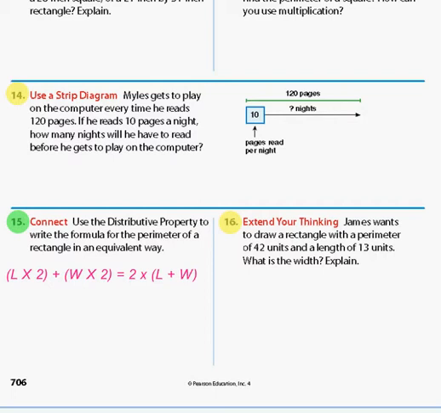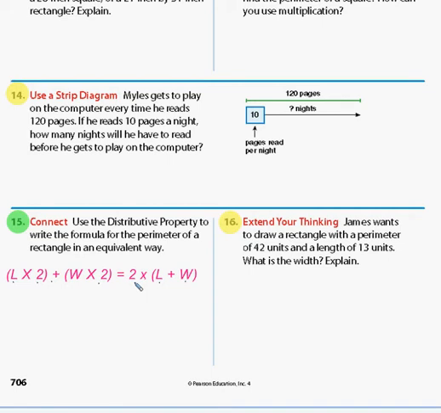Okay, problem 15, we'll work together. Okay, it says use the distributive property to write the formula for the perimeter of a rectangle in an equivalent way. And this is what we did. We said that you could either multiply the length times 2 and the width times 2 and add that together, or you could just add the length and add the width and multiply by 2. And we did that on a few of the problems on the front.